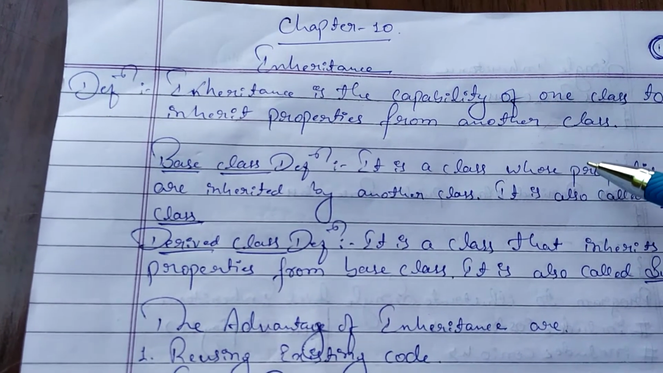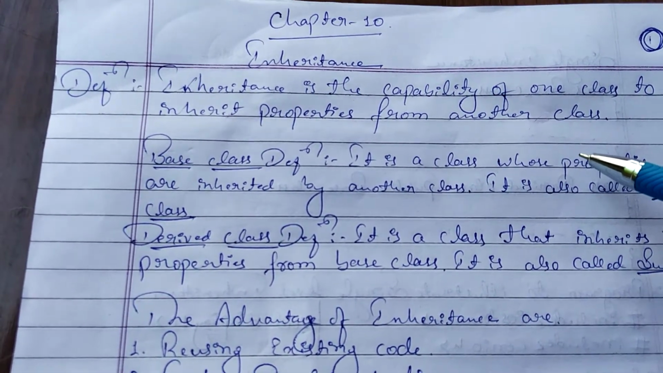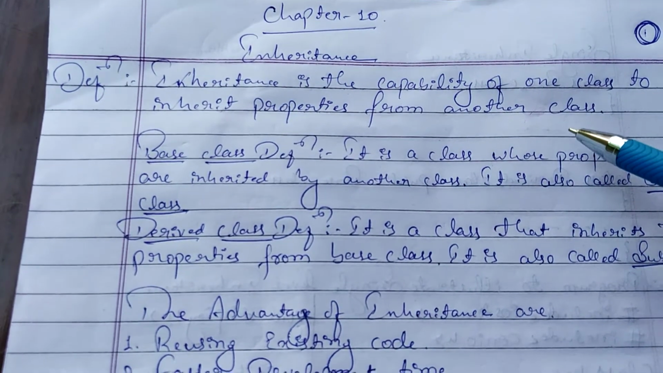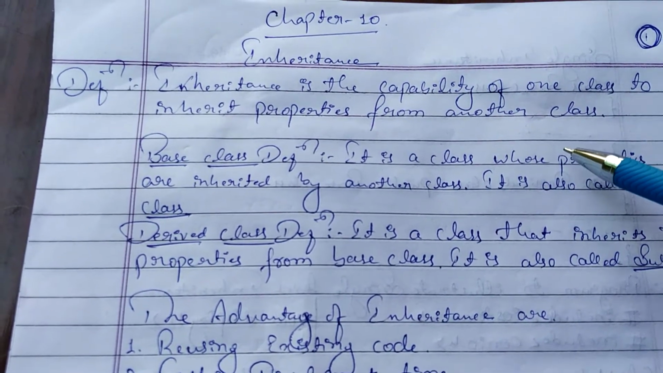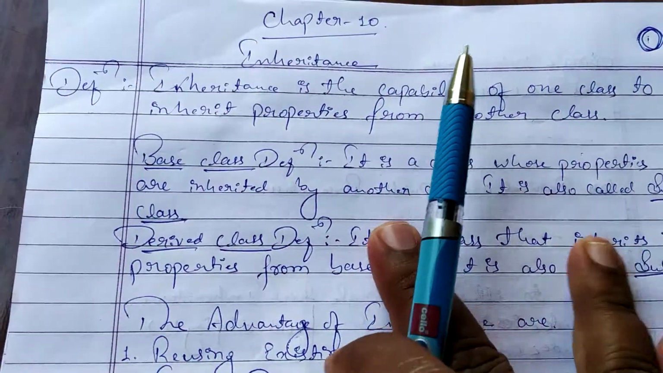So, chapter number 10, inheritance. Inheritance is the capability of one class to inherit properties from another class. So, this we call an inheritance.